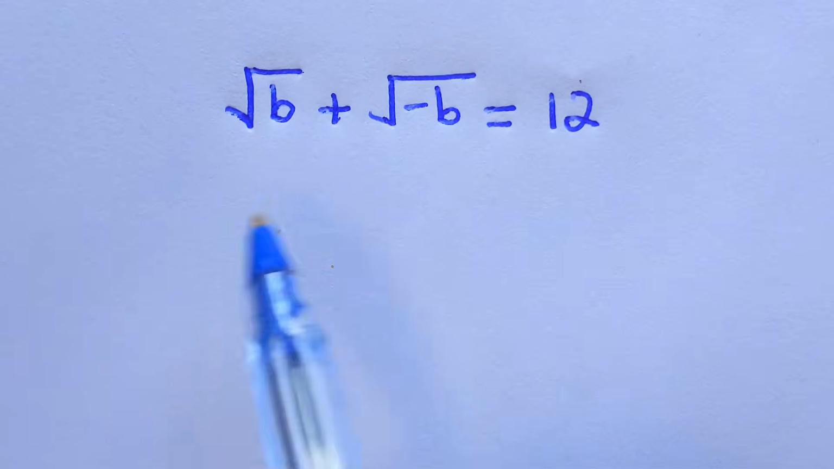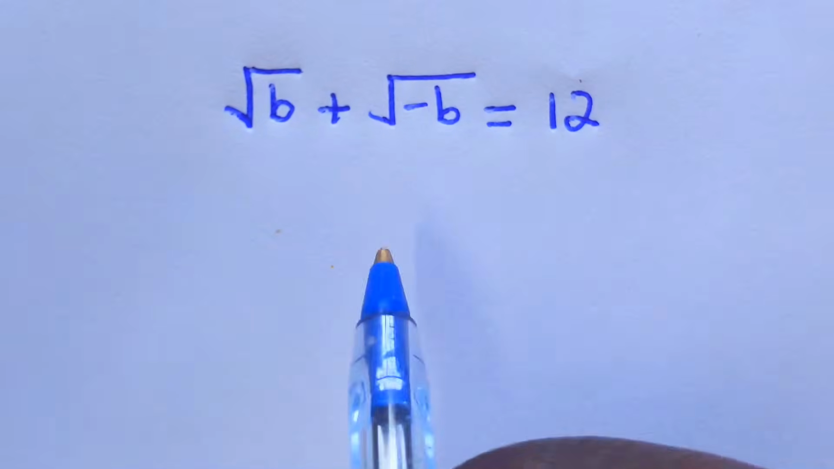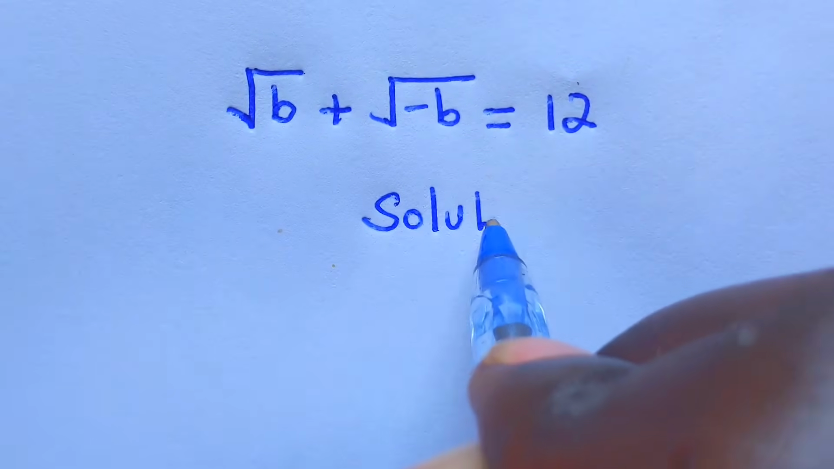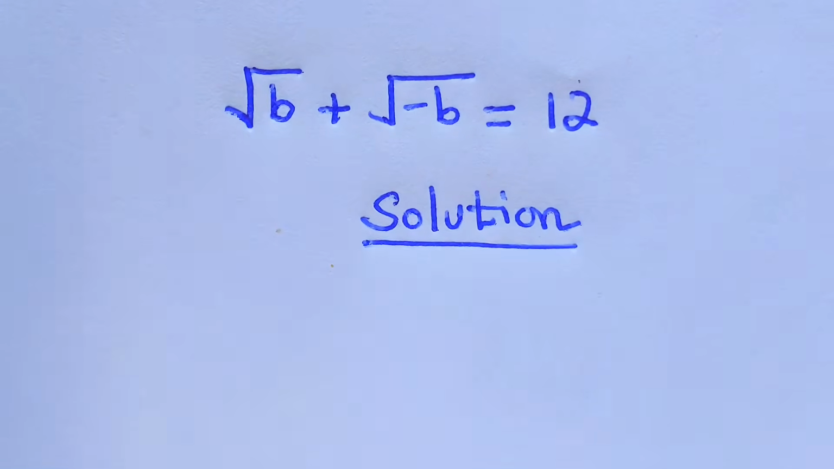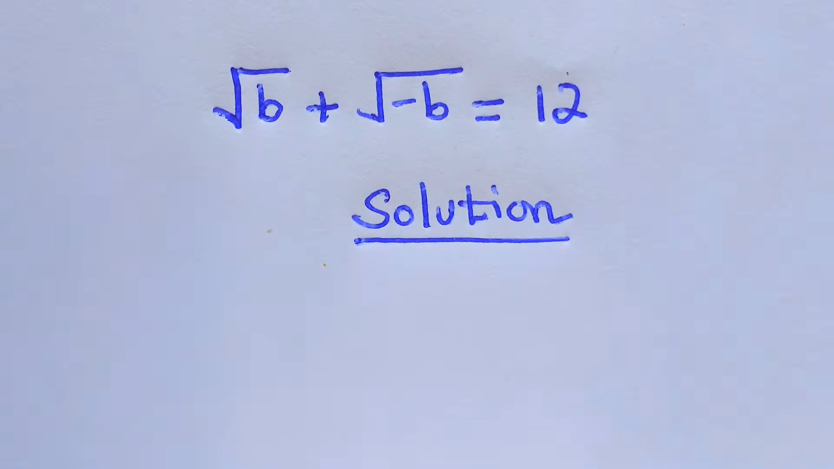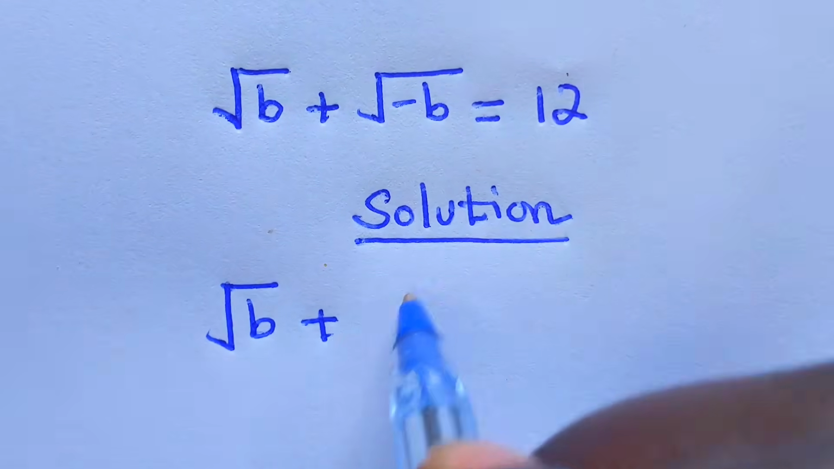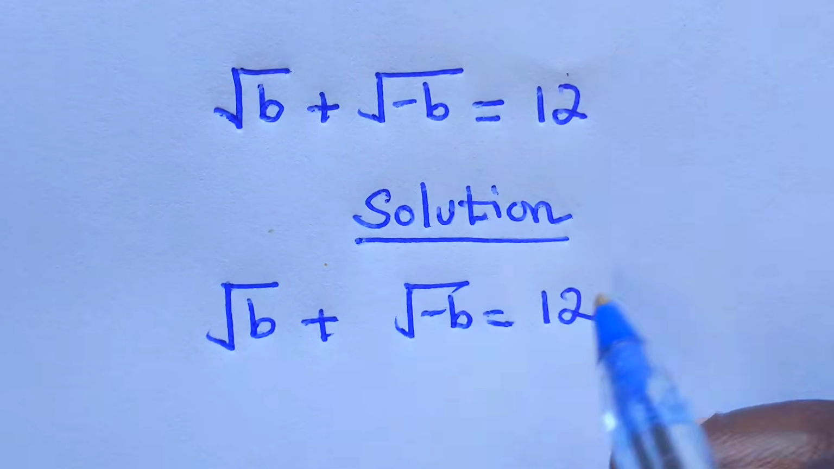Square root of b plus square root of negative b equals 12. Let's find the value of b. Solution: we copy what we have been given: square root of b plus square root of negative b equals 12.